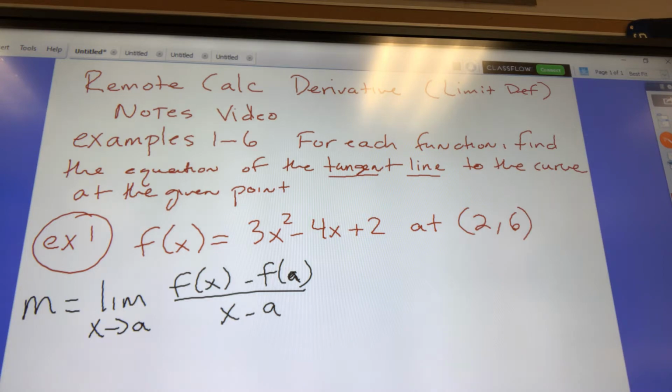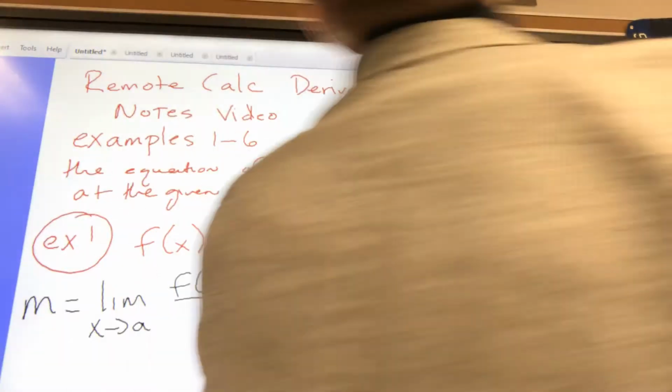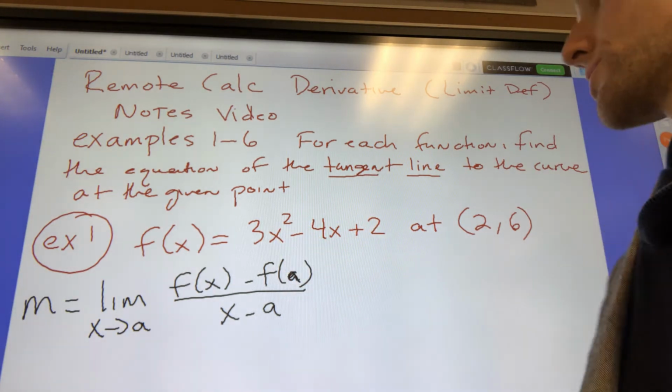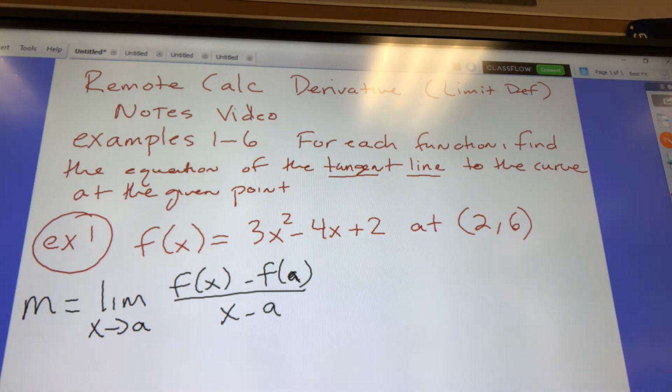So in the first 6 here, for each function, find the equation of the tangent line to the curve at the given point. We have this curve here. We should know that it's the parabola 3x squared minus 4x plus 2 at (2, 6). So I want to know what's the equation of the tangent line there. What is the rate of change at (2, 6)?